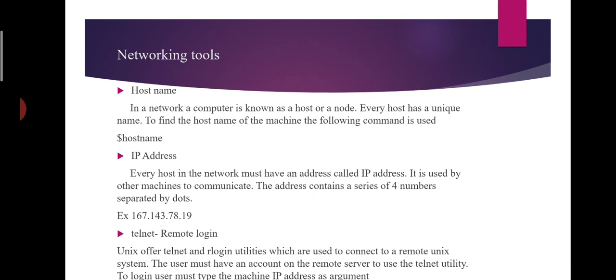Next is the IP address. As we know, the IP address is the unique identification number given to a system in a networked environment. Every host in the network must have its IP address, and it is used by other machines to communicate with that host. Usually an IP address consists of 4 numbers, each separated by dots, and each part we call an octet. The numbers in these 4 parts range from 0 to 255, and each part has 8 bits.